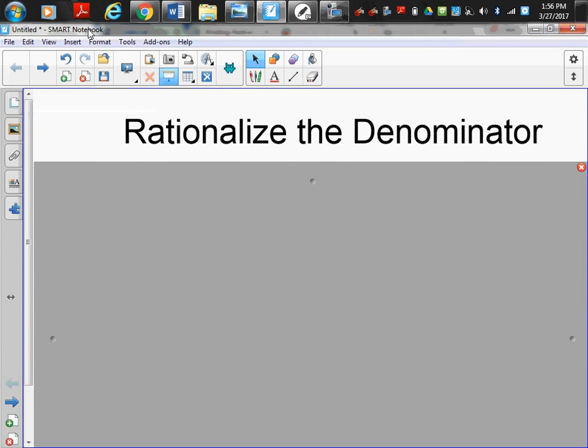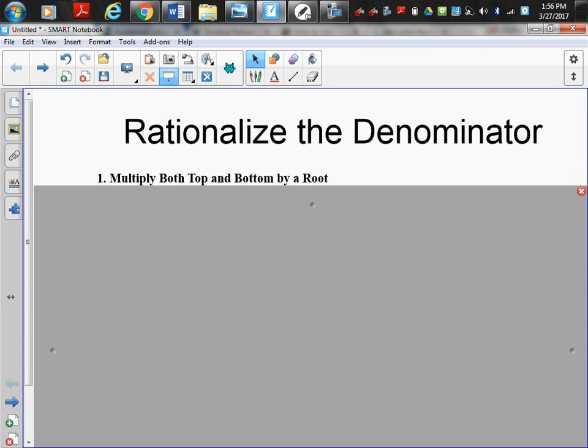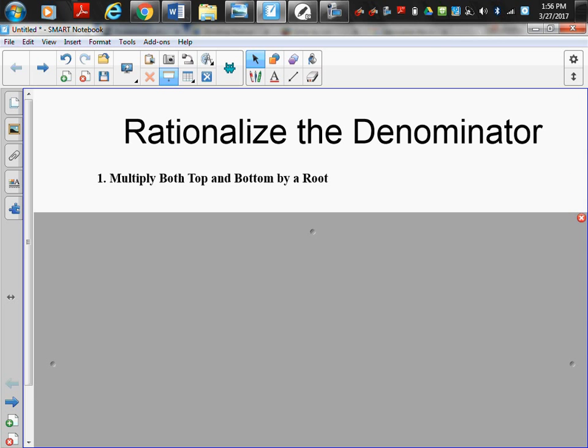Alright, so right before spring break, we talked about adding and subtracting, multiplying roots. We talked about simplifying. We talked about taking cube root, fourth root. So our last lesson we're going to do dealing with roots is called rationalizing the denominator. Alright, so if it's a denominator, that means it has to look like a fraction.